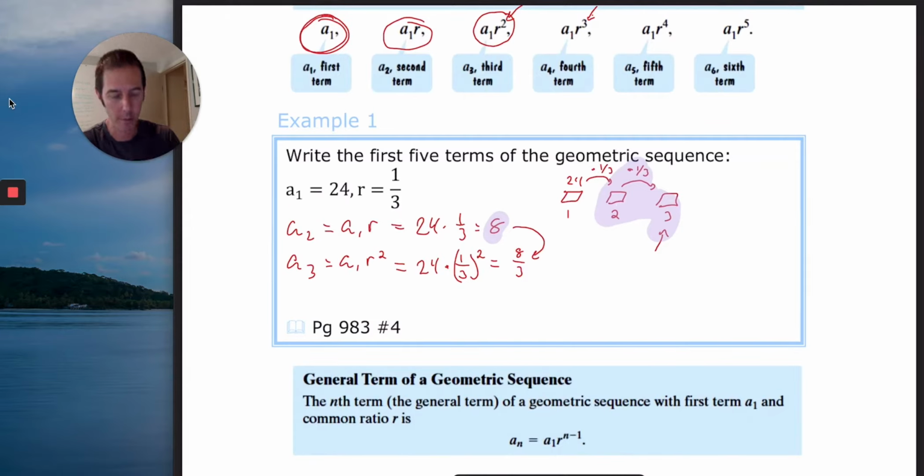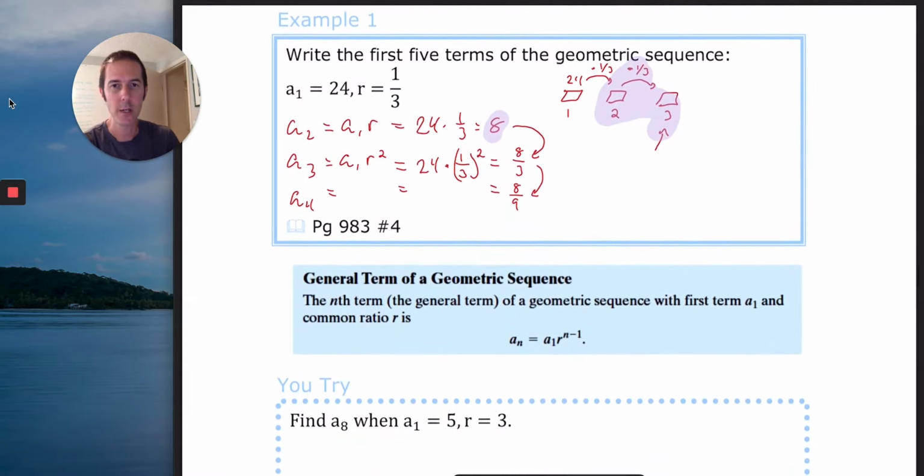So you can think of it as multiplying over and over again by 1/3. If we multiply by 1/3 again, you can bet that a sub 4 will equal 8 over 9, because 8 over 3 times 1 over 3 equals 8 over 9. So a couple of different ways in order to get to your destination.